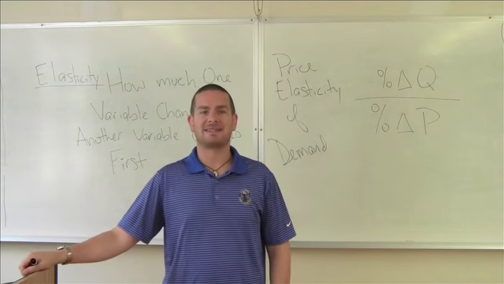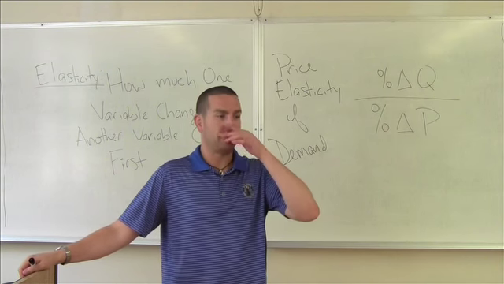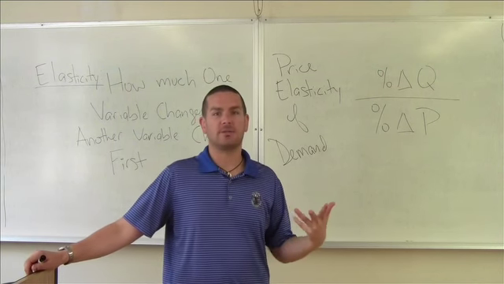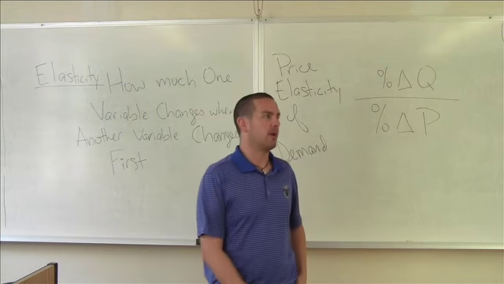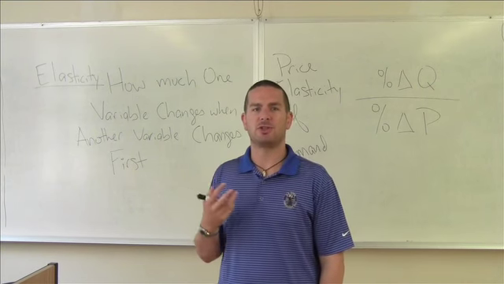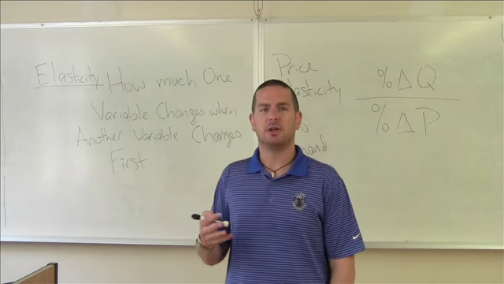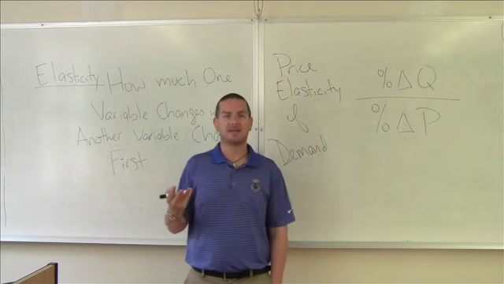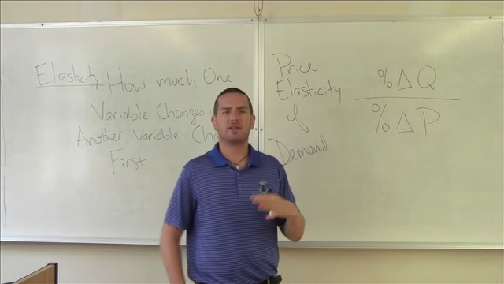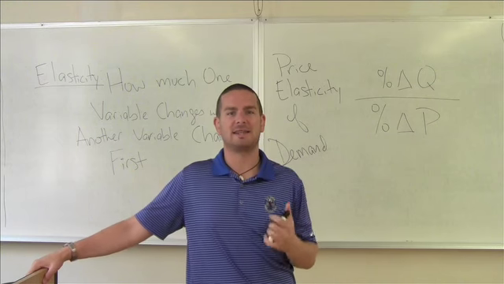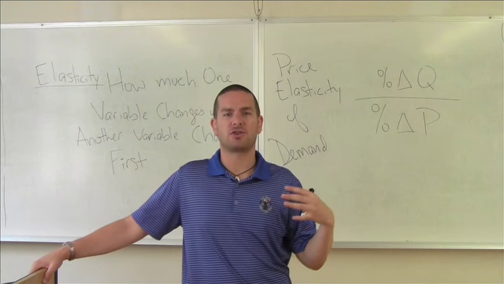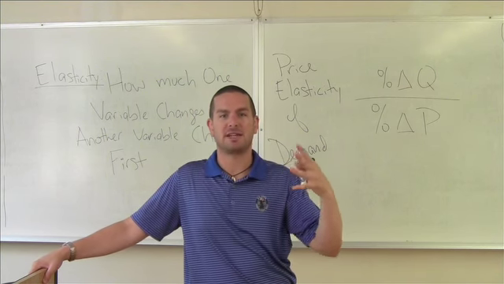Another example of an elasticity would be the income elasticity of demand. How much does your quantity demanded change when your income changes? Let's say your income doubles. How much does your demand for a particular good go up? That would be the income elasticity of demand. And then there's tons of other ones. Say the interest elasticity of investment: how much does investment change when the interest rate goes up or down.